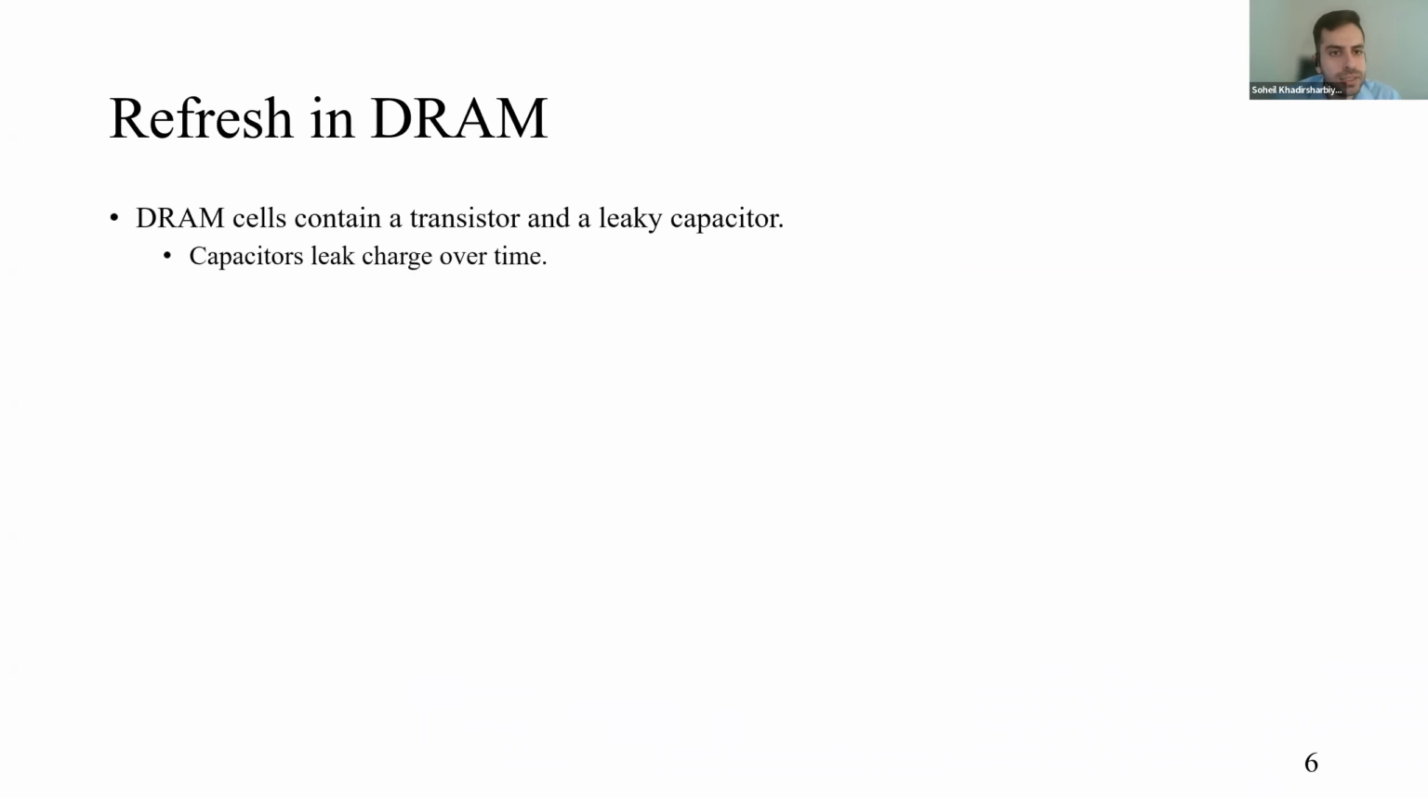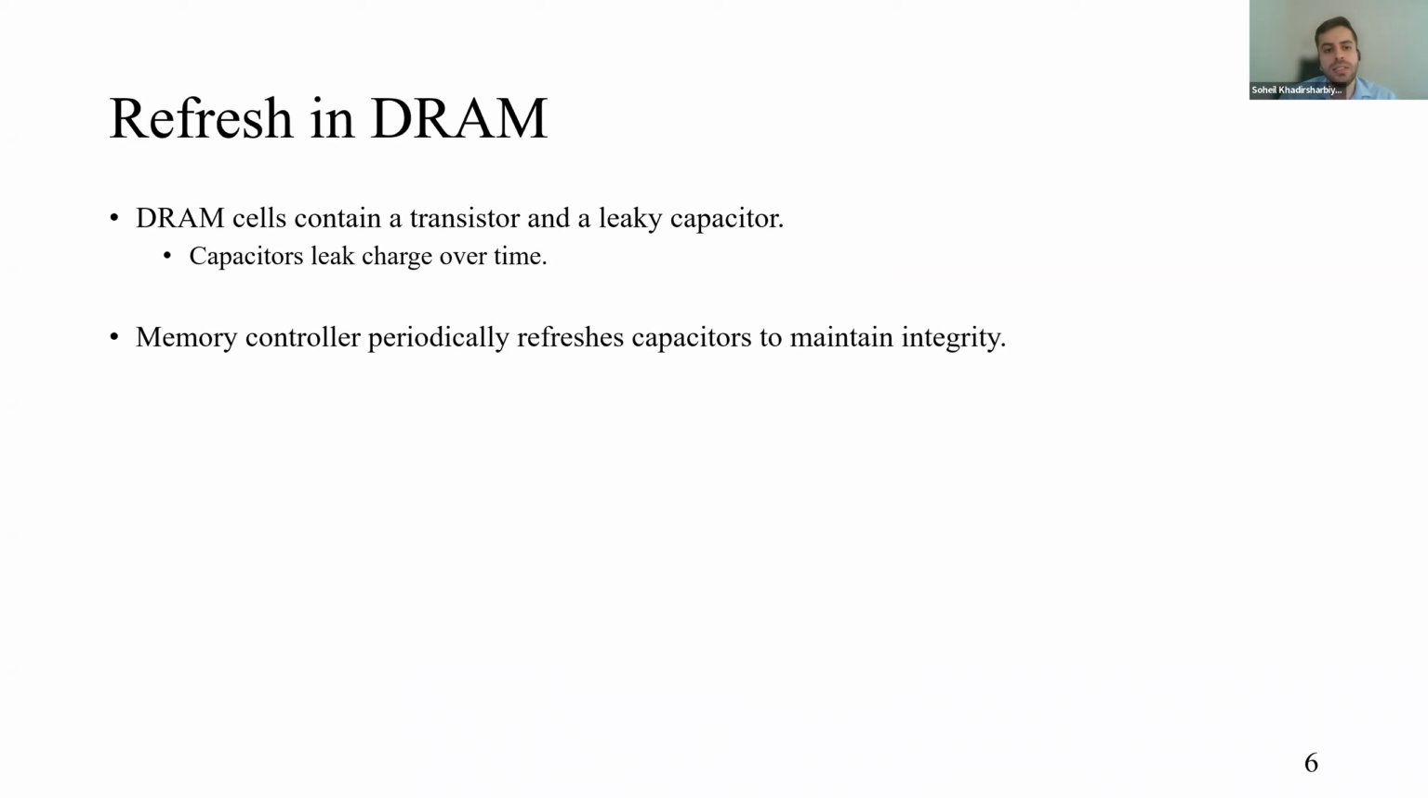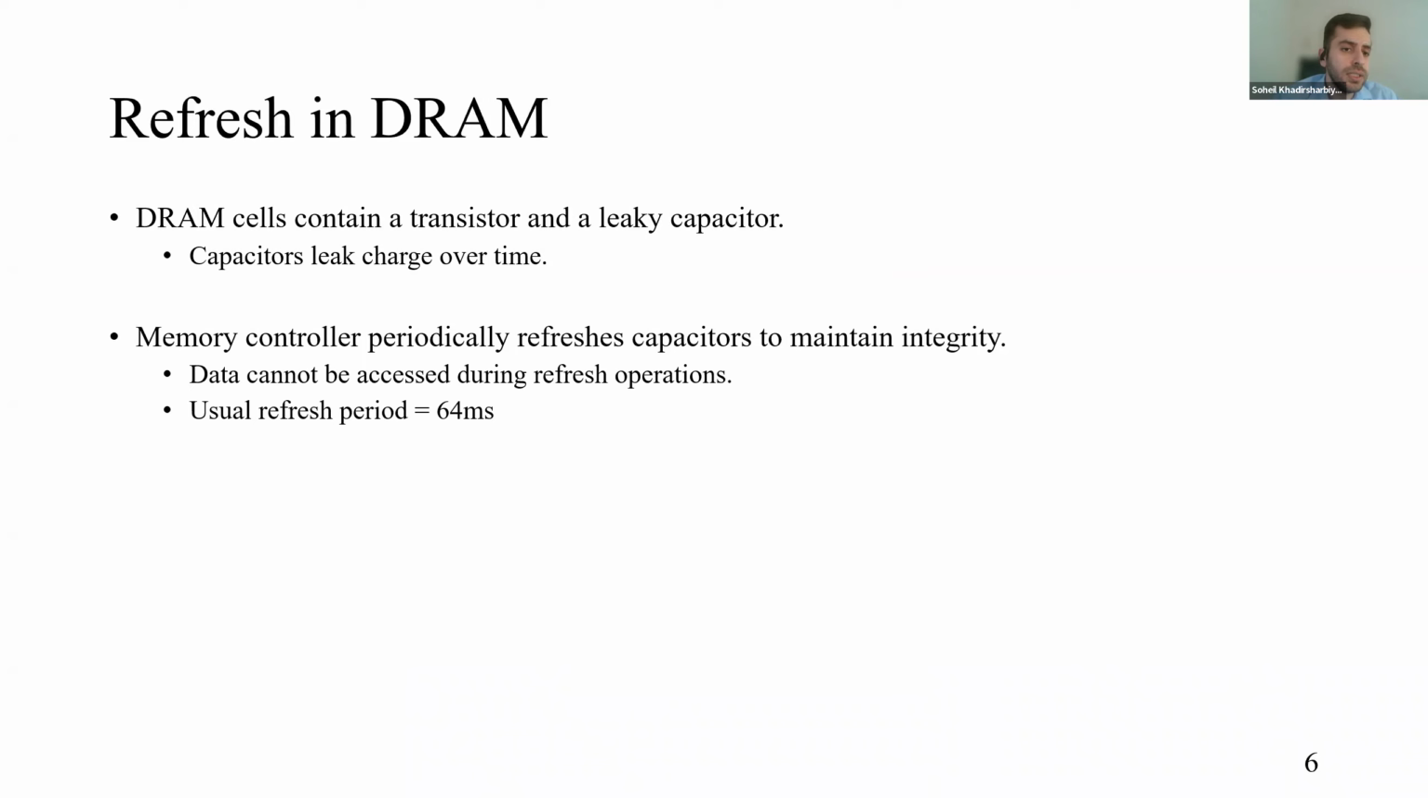DRAM cells contain a transistor and a leaky capacitor. Capacitors leak charge over time, and the memory controller periodically refreshes the capacitors to maintain integrity. Usually the refresh period is 64 milliseconds, and during that refresh, data cannot be accessed. So it means that every 64 milliseconds, we need to access the data to make sure that the capacitor is fully charged.